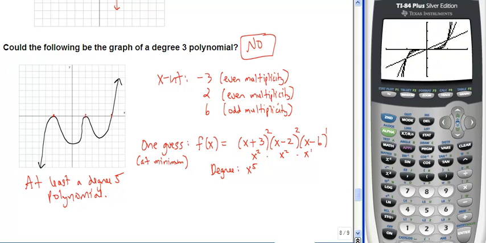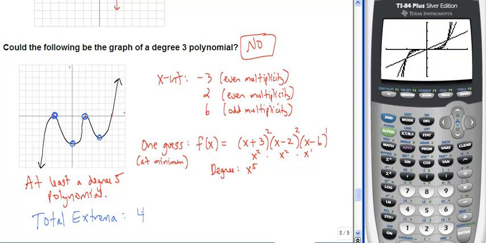Now, one other consideration that you could think about to answer this question in a slightly different way would be to look at the maxes and the mins. So if we count how many maxes and mins we have, a min right here, and a max right here, a min right here, a max right here, and a min right here, and I don't have any more maxes or mins on the side. So how many total extrema, which means all the maxes and the mins together, how many total do I have?